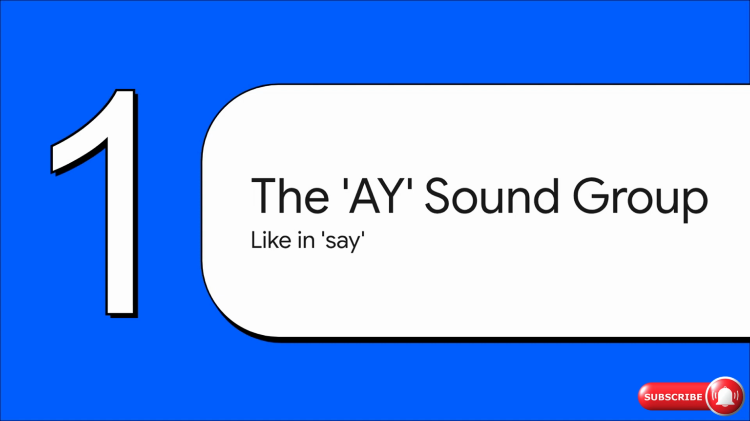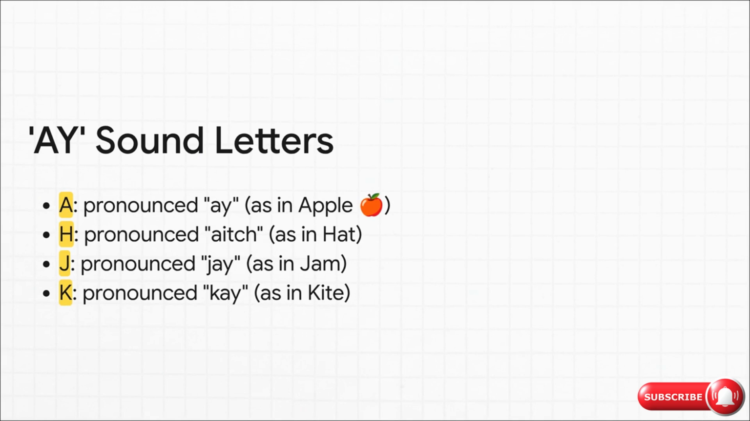These are all the letters that have that long A sound, just like in the word say. Here they are. First, you've got A, which is just A. Then there's H, pronounced H, and J is J, and K is K. See how they all have that similar A vowel sound in there? It's what ties them all together.